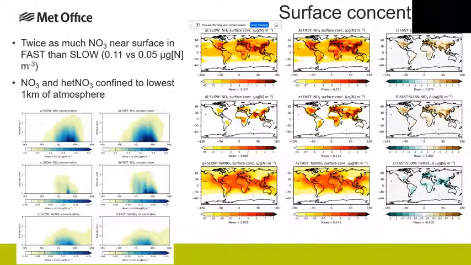So now looking at the surface concentrations, and it's a very similar response to the column burdens, in that there is twice as much fine mode nitrate near the surface in fast than there is in slow. Both the fine mode nitrate and the coarse nitrate are confined to the lowest 1 kilometer of the atmosphere, whereas the ammonium is able to permeate much higher into the atmosphere due to its association with sulfate.